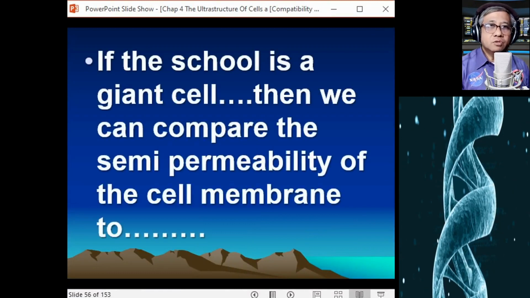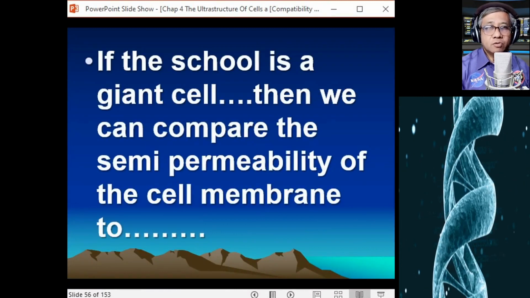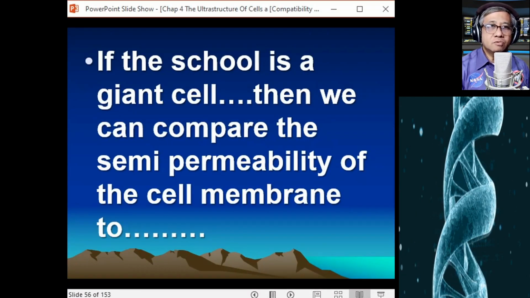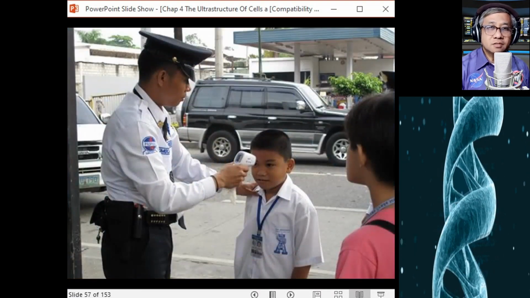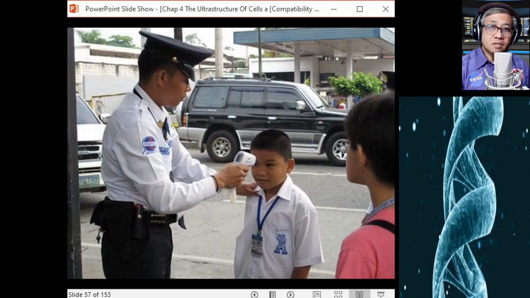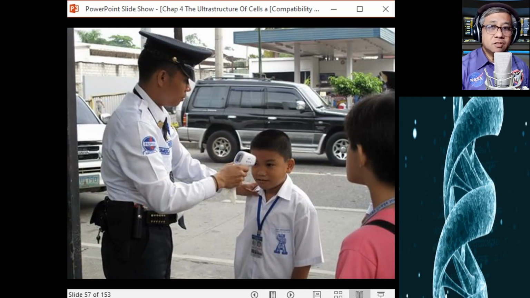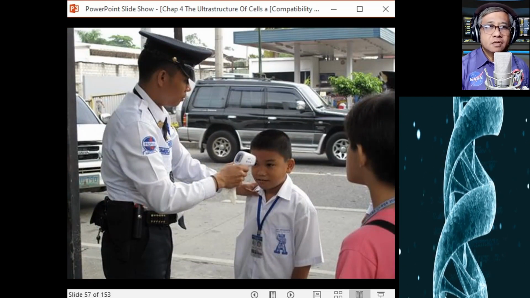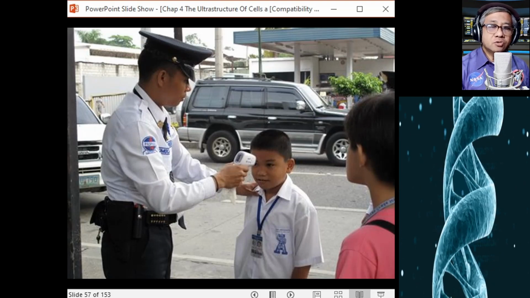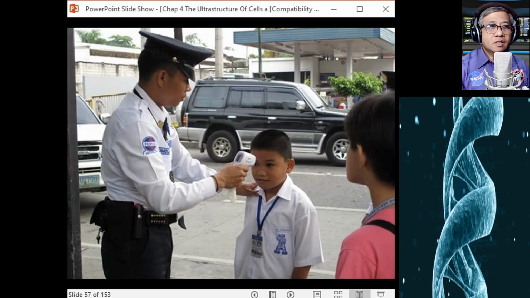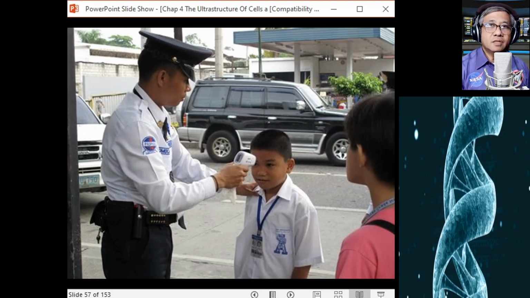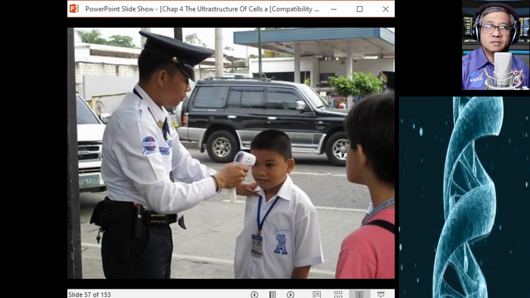Again, if the skull is a giant cell, then we can compare the semi-permeability of the cell membrane to our security guards. Our security guards regulate the entry and exit of students, faculty, even visitors. So that's the function of the cell membrane as a structure that regulates the entry and exit of substances.